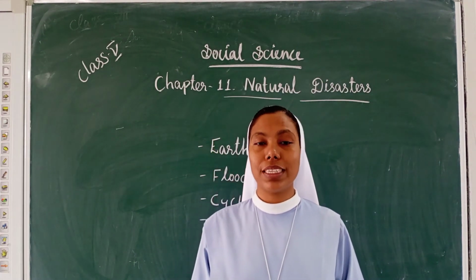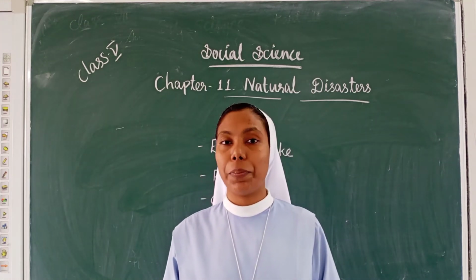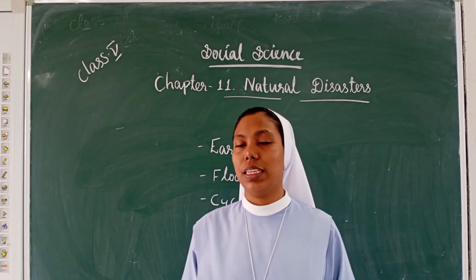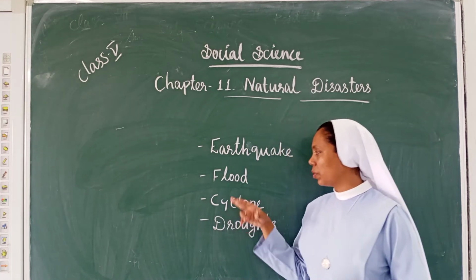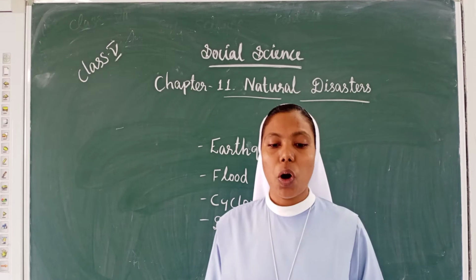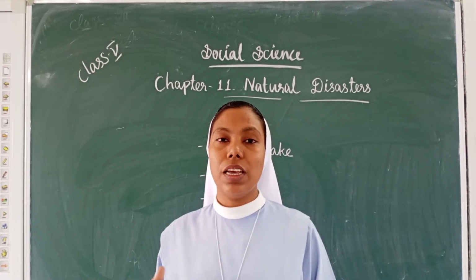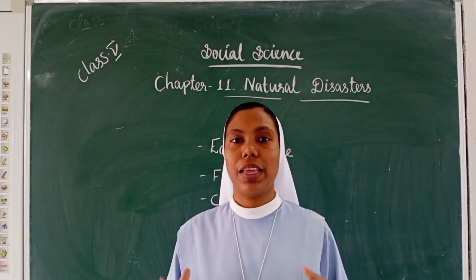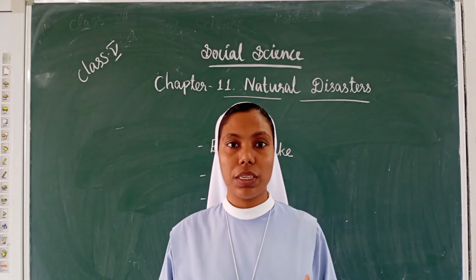Again, we have seen the tsunami. This is also a type of earthquake, taking place under the sea or ocean. That is called a tsunami. In today's class, let us discuss what a flood is. A flood is an overflowing of water which submerges the land. The water overflows onto the land, and the land and buildings are covered with water. That is called a flood.